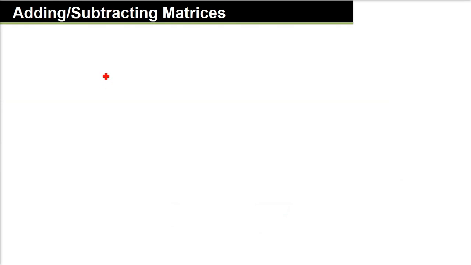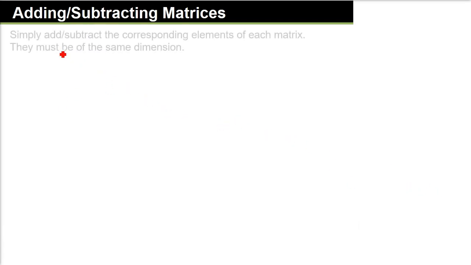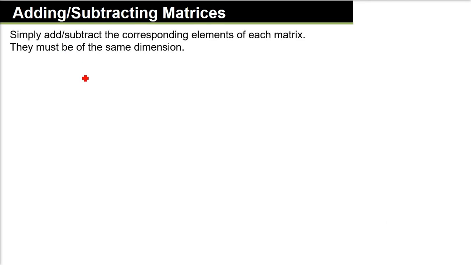Addition and subtraction of matrix. So the way we add two numbers, in matrix also, we add and subtract two matrices or multiple matrices. How do we do this? Simply you have to add or subtract the corresponding elements of two matrices.